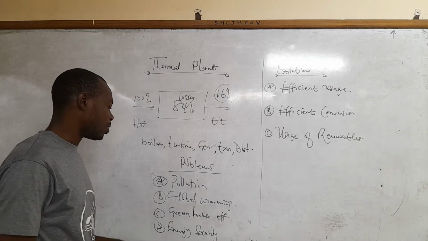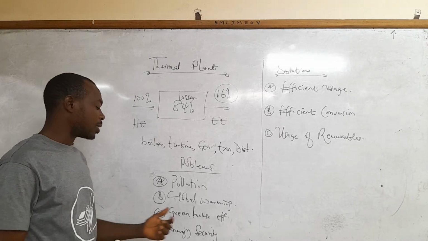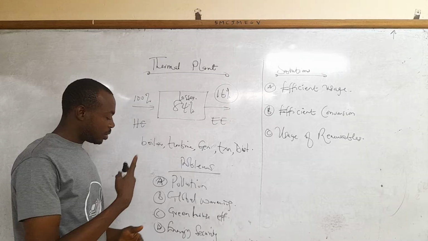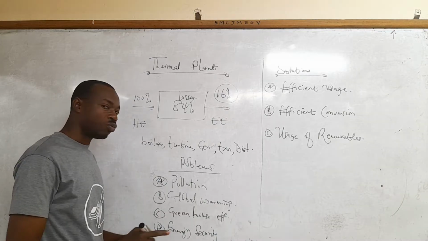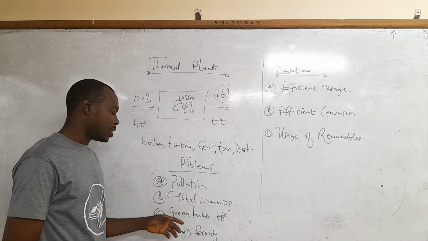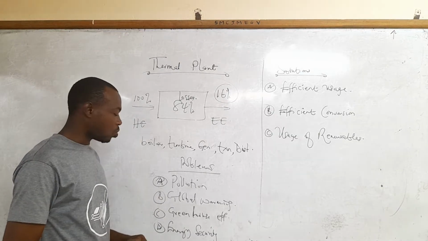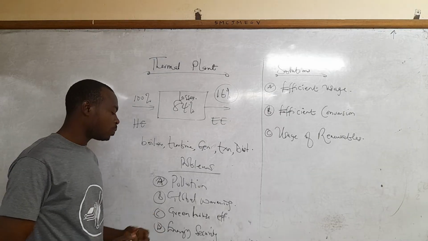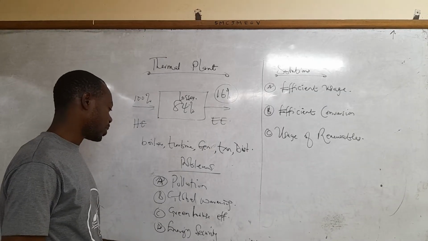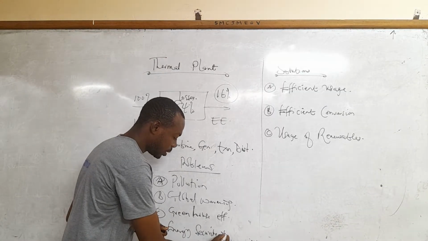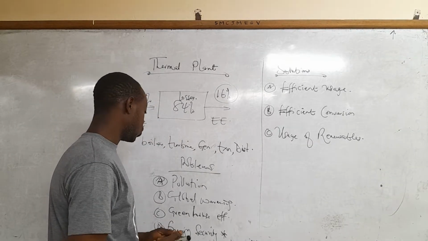Then we have a greenhouse effect, whereby the gases that are generated will allow short waves of the ultraviolet radiation to reach the earth. But finally, these gases will still prevent long waves from escaping from the earth. So always you see that the whole place will be hot. The last one is energy security, which is another serious threat to our electrical energy usage.